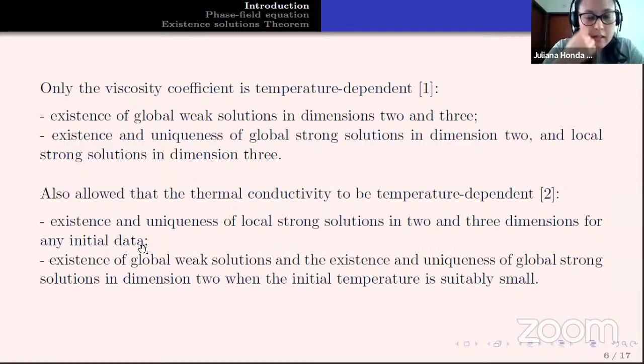So in this case here, we can show the energy inequality for the system just when the initial temperature is suitably small. When we do not impose these restrictions, we can only guarantee strong solutions. And in this case, the restriction in the dimensions is because of the regularity of the temperature equation, which prevents us from applying the fixed point argument in dimension 3. Such regularity is not enough to show the continuity of the operator.